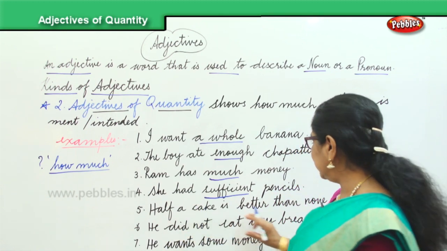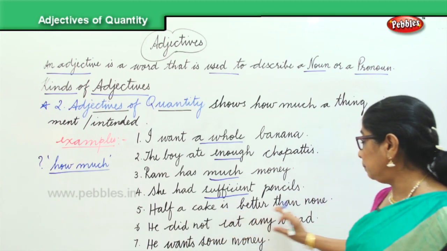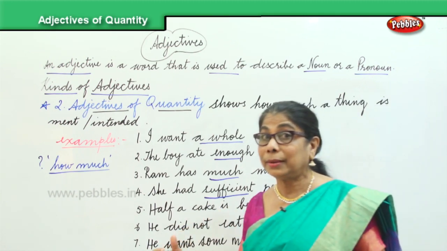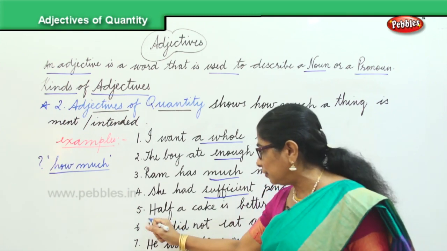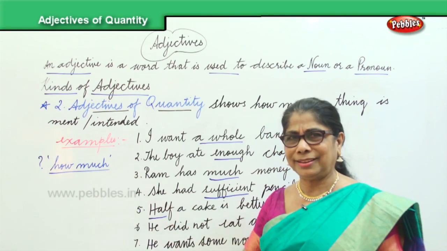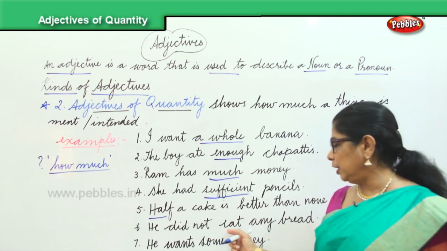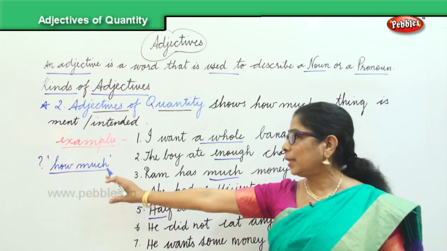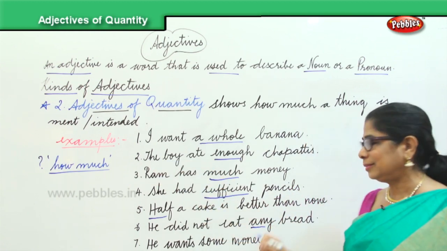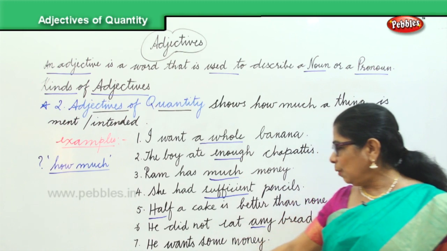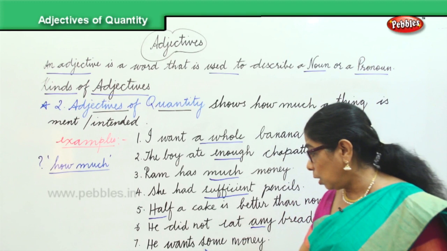Half a cake is better than none. You're given half, not full. How much of the cake? So half is better than not having it at all. Half. How much? Half a cake. He did not eat any bread. He did not eat bread. How much bread? Any. He didn't eat anything at all. None. He wants some money. He wants money. How much money? He wants some money.